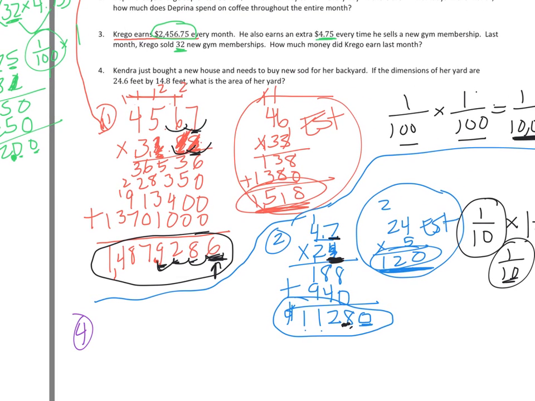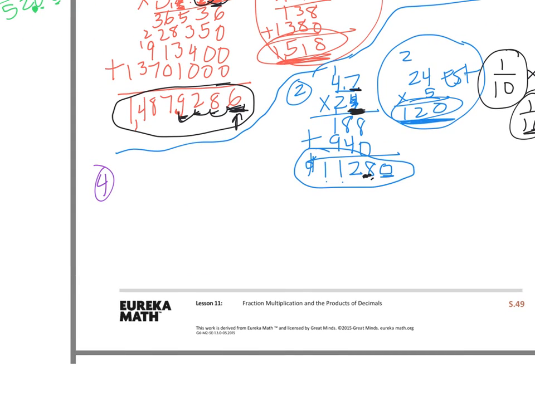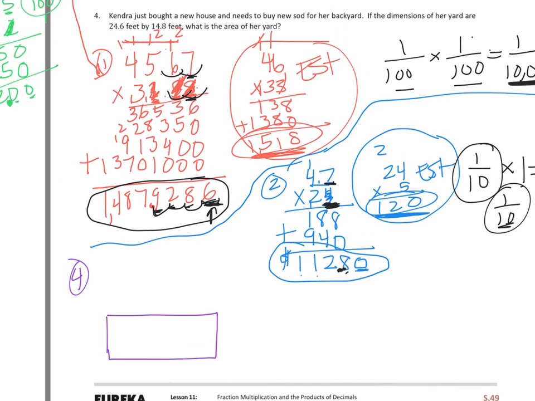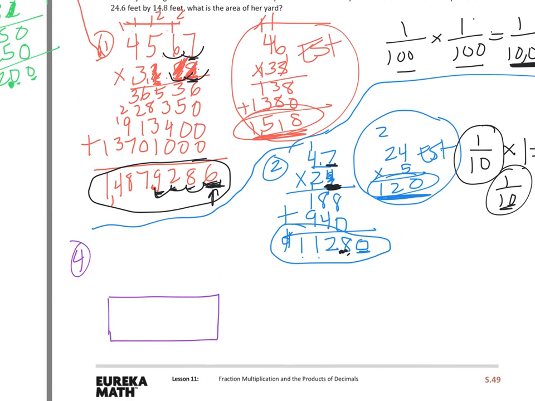Let's go up and read it. Kendra just bought a new house and needs to buy new sod for her backyard. If the dimensions of her yard are 24 6/10 feet by 14 8/10 feet, what is the area of her yard? So the first thing I want to do is draw a quick picture to show that. And I'll get this one set up for you. And I want to make sure I have my dimensions because that's going to help me with my final answer.